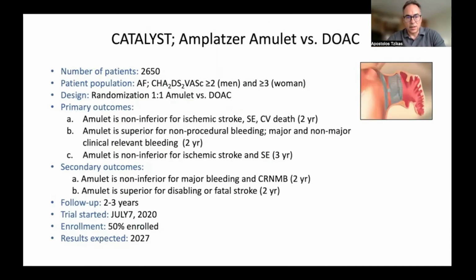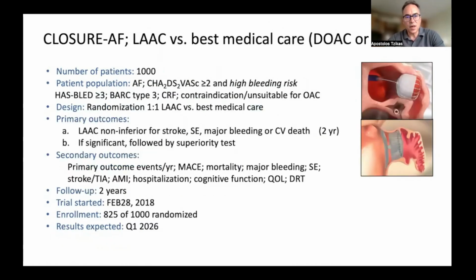There is a similar study conducted by Abbott, the CATALYST study. This is a little delayed, but it has a similar patient profile, and we hope we'll see the results soon. The CLOSURE-AF is supposed to be presented at ESC in Madrid 2 months later, but we're not sure if this is going to happen or it will wait for November.